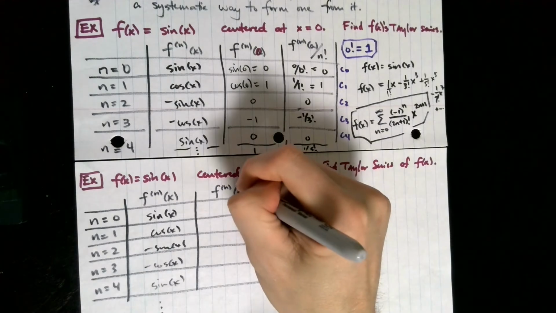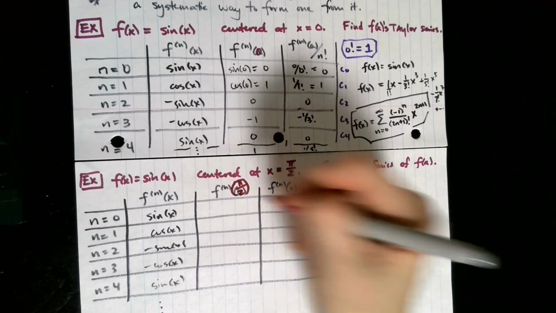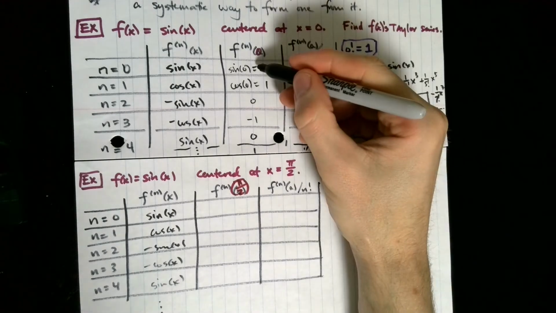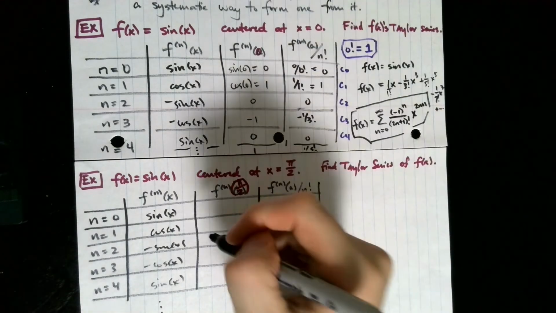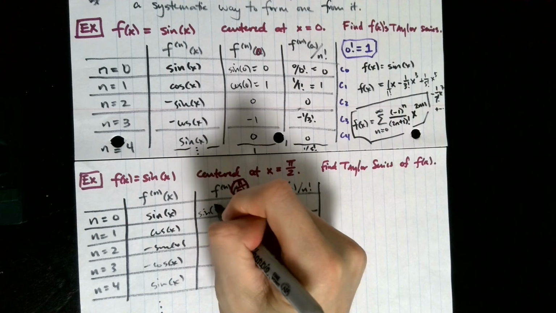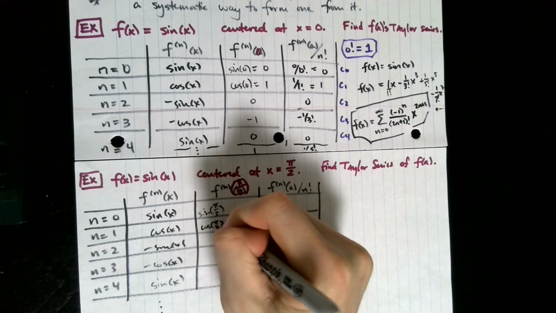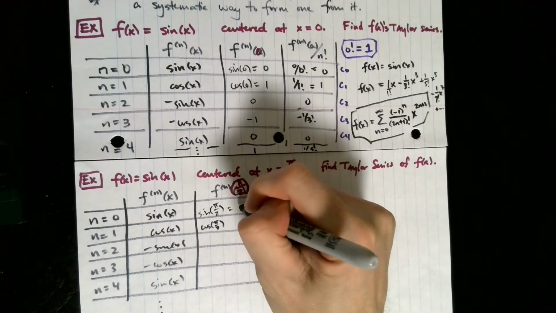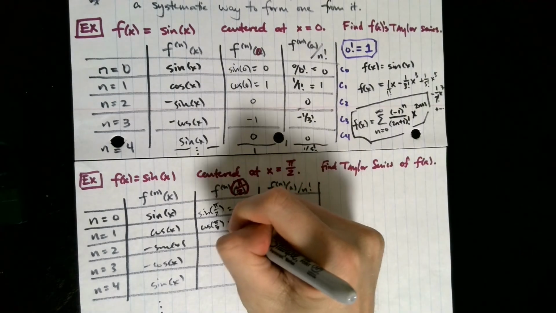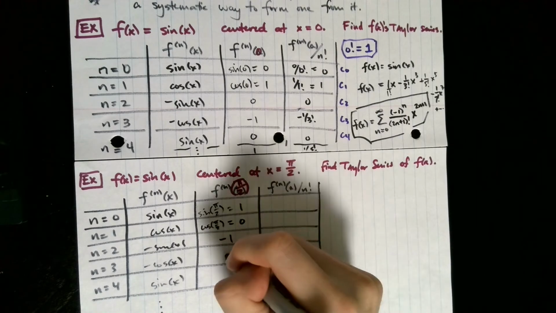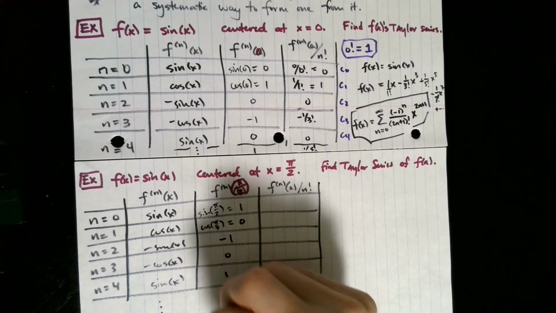So when we plug in pi over 2 here for our a, that's going to give us different values out. Because instead of sine of 0 like we did above, here we're going to have sine of pi over 2, cosine of pi over 2, and so on. Now sine of pi over 2, as it turns out, happens to be 1. Cosine of pi over 2 is 0. Negative sine pi over 2, negative 1, and 0, and 1, and so on.